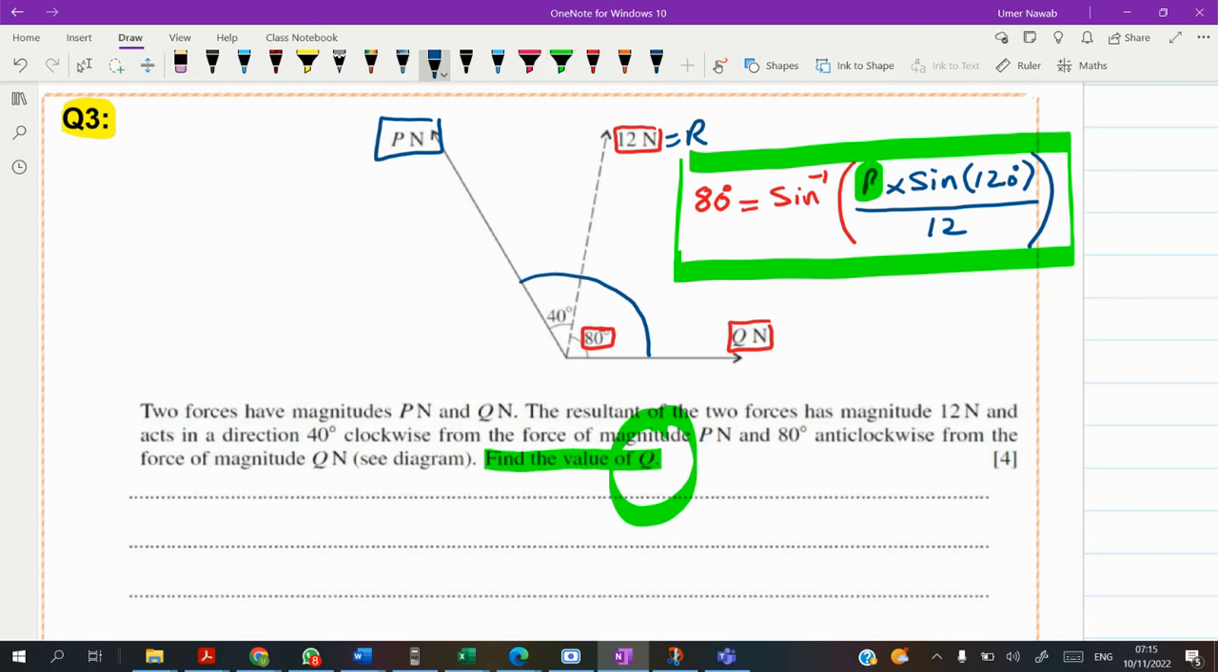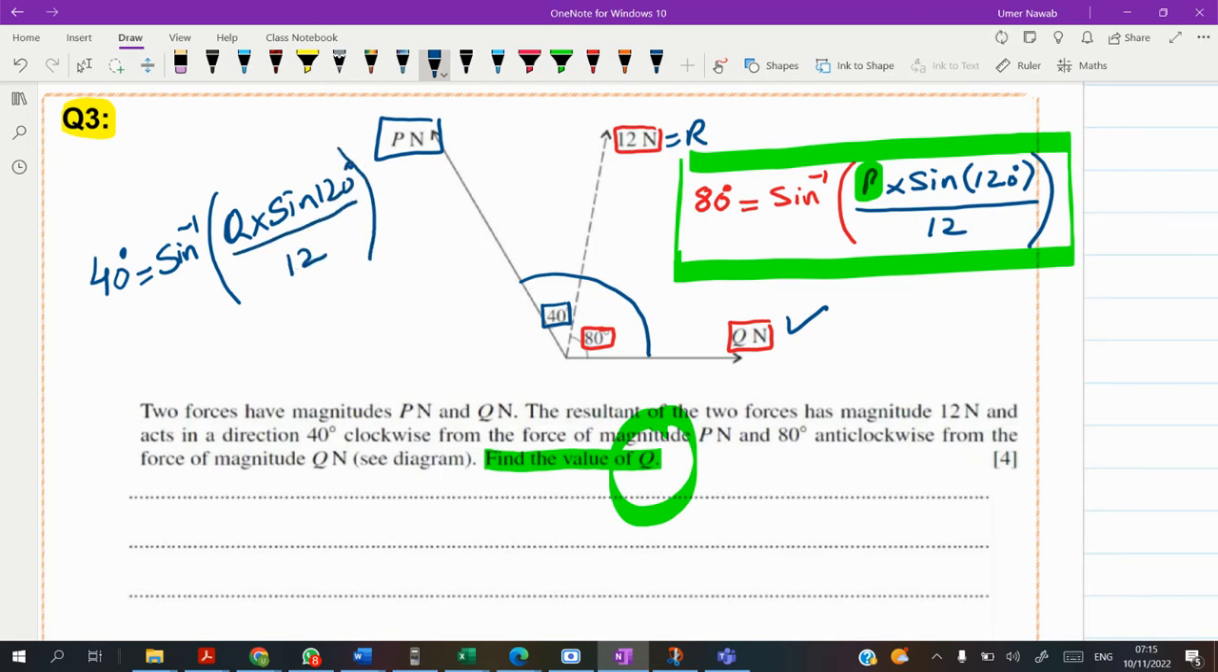What is the other formula I can use? Now, the resultant is making 40 degrees with P. So I'm going to write 40 degrees is equal to inverse sine. Which force is opposite to P, that is, other than P, the component force given to you? Q. So I'm going to write here Q times sine of 120 divided by 12.